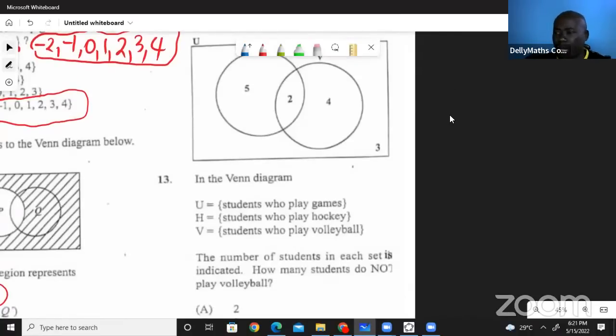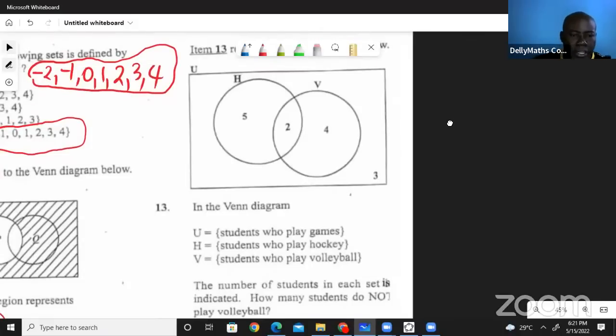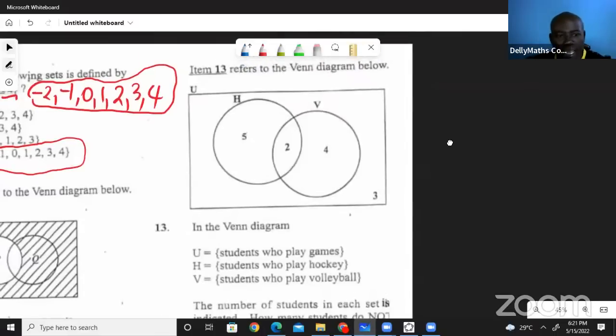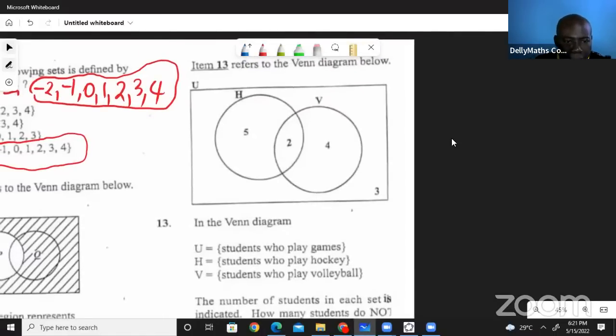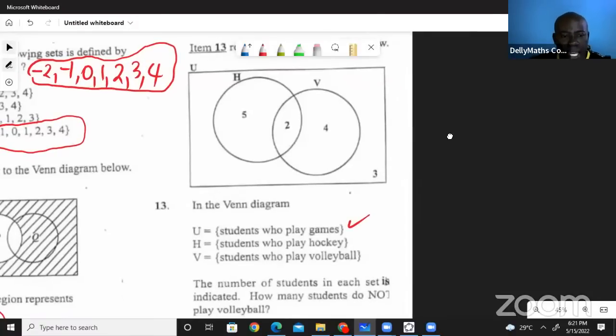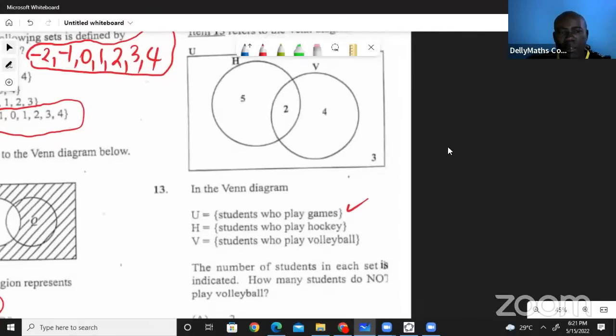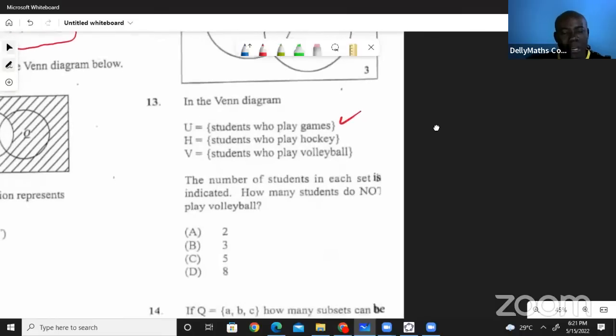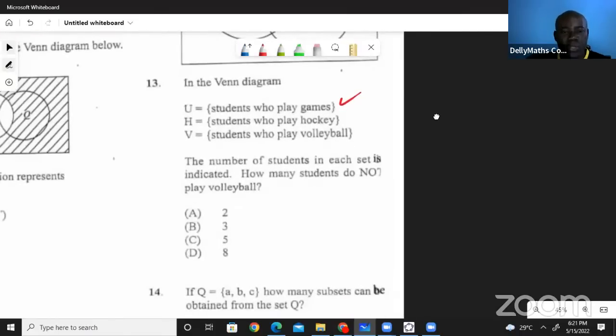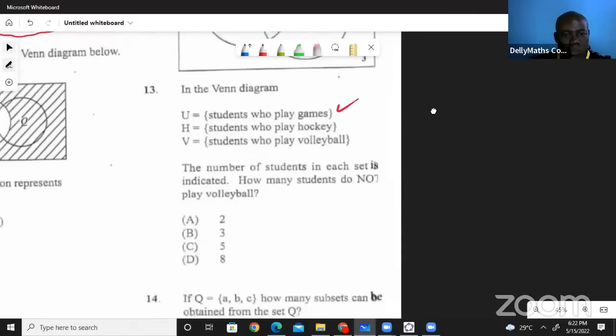So here is the deal now. It says U is the universal set, the number of students who play games. Then in it, we have H and V. Here goes H, those who play hockey, and then V, those who play volleyball. So that's what we're dealing with. Now, let's see what the question is about. The number of students in each set is indicated. We'll soon go back to that.